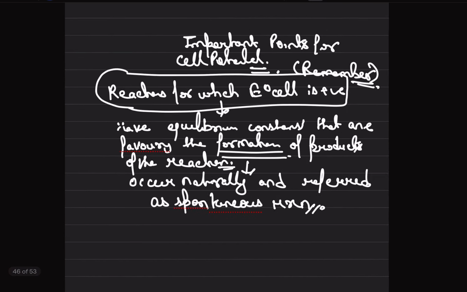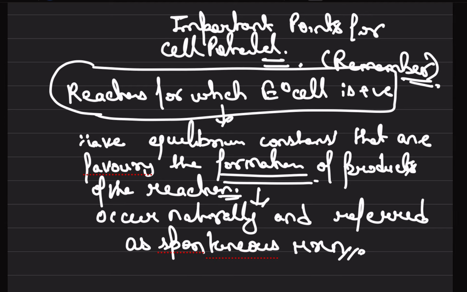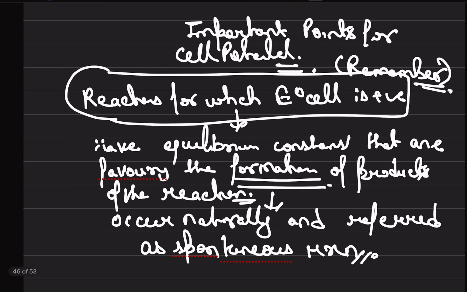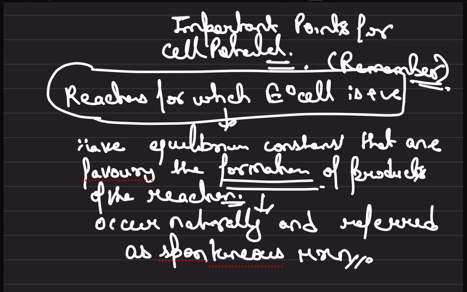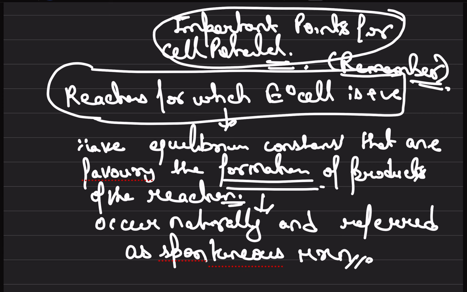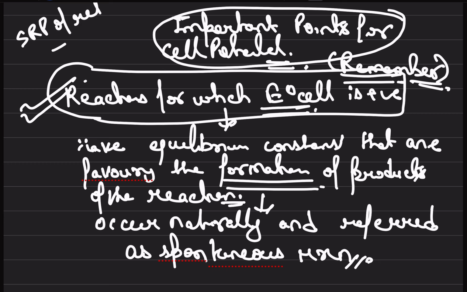Now we will see important points for the cell potential, which we have to remember. Consider reactions for which E naught cell is positive. Suppose there is a particular reaction for which the E naught cell is positive. What is the E naught cell? It is the standard reduction potential of the substance which is being reduced minus the standard reduction potential of the substance which is being oxidized. So this is the concept for the E naught cell.